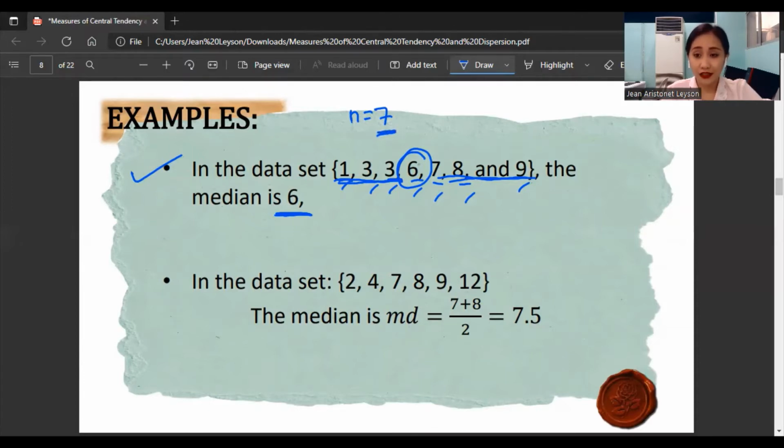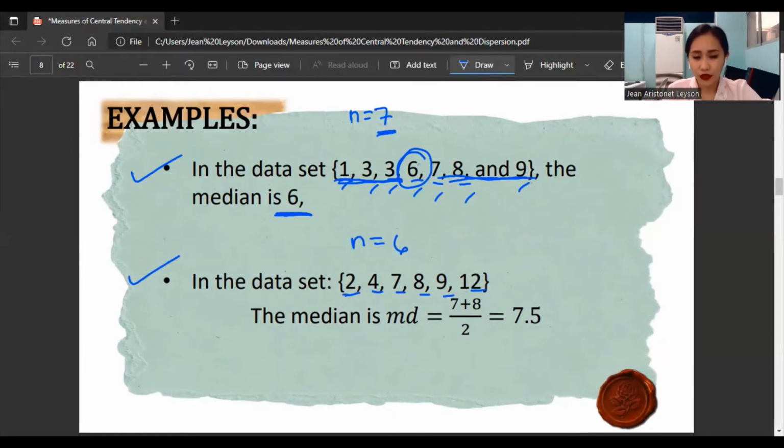How about if the data set is even? So let's have the second example. In the data set 2, 4, 7, 8, 9, 12, there are 1, 2, 3, 4, 5, 6 numbers in our data set, and 6 is even.